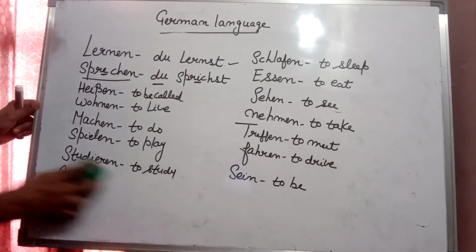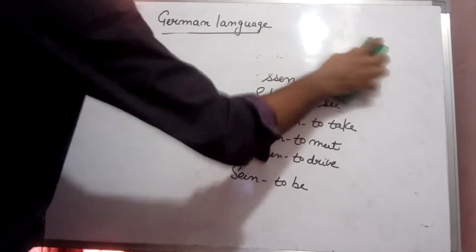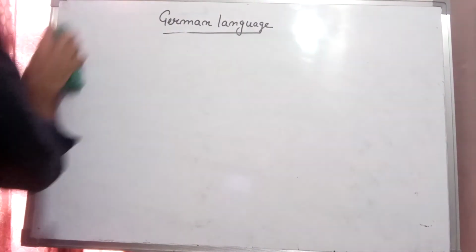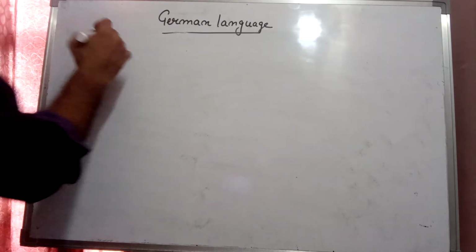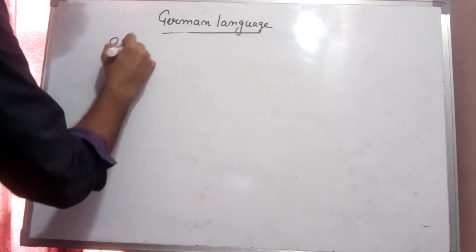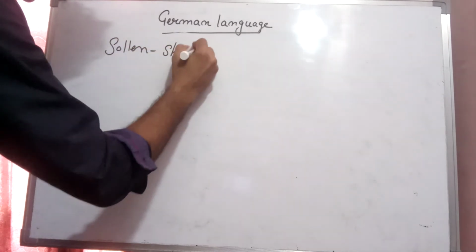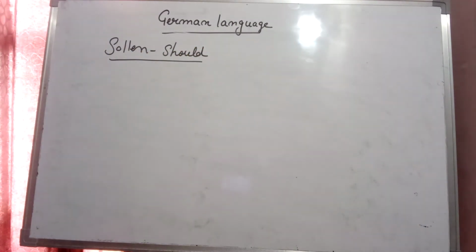Is it clear to you? So these are basically the verbs, because I will give you a load of verbs today. Okay, so the next verb we have is sollen. Sollen is basically should. So if I want to convert it, what I will say, ich soll.